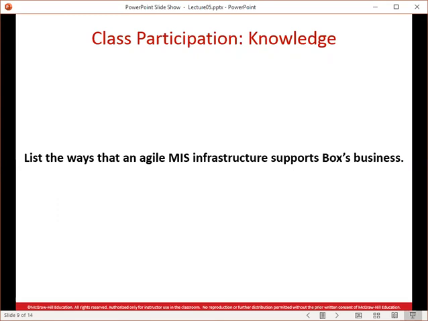So, list the ways, well, let me put it this way. What are the ways that an agile MIS infrastructure could support Box's business? Well, an agile MIS infrastructure supports change. An agile MIS infrastructure, again, includes the hardware, software, and telecommunications equipment that's combined to provide the underlying foundation to support the organization's goals. So Box is going to need an agile infrastructure to support its operations.